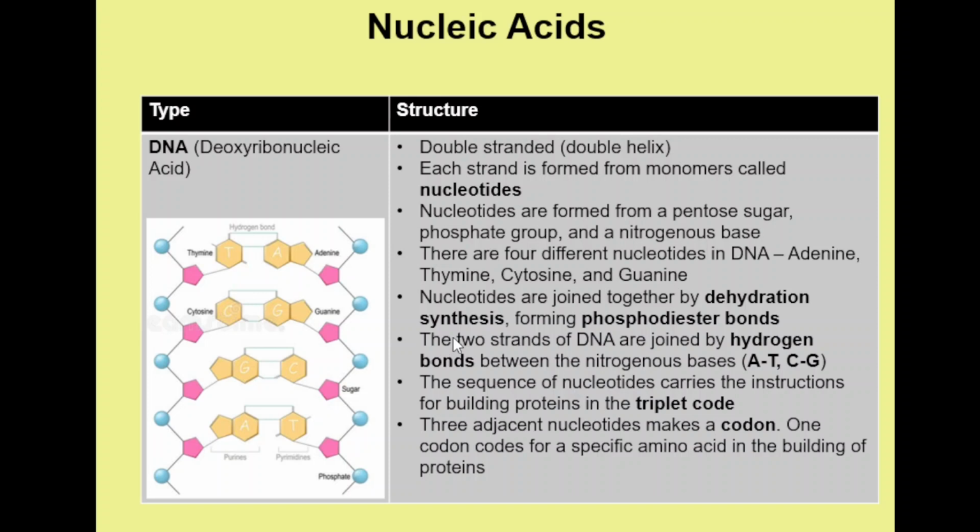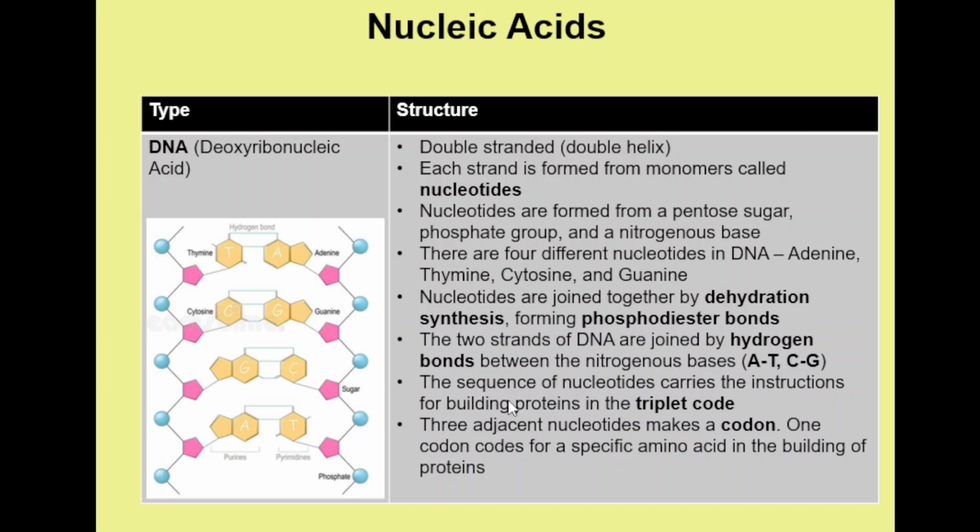And then the two different strands of DNA are joined together by hydrogen bonds that form between the nitrogenous bases. We can see this is a strand of DNA, this is a strand of DNA, and they are held together by these hydrogen bonds, as you can see here, that form between the nitrogenous bases. And they only form in a particular way. Adenine and thymine will bond together, cytosine and guanine will bond together. This is what we call base pair sequencing. In DNA, that is A to T, C to G.